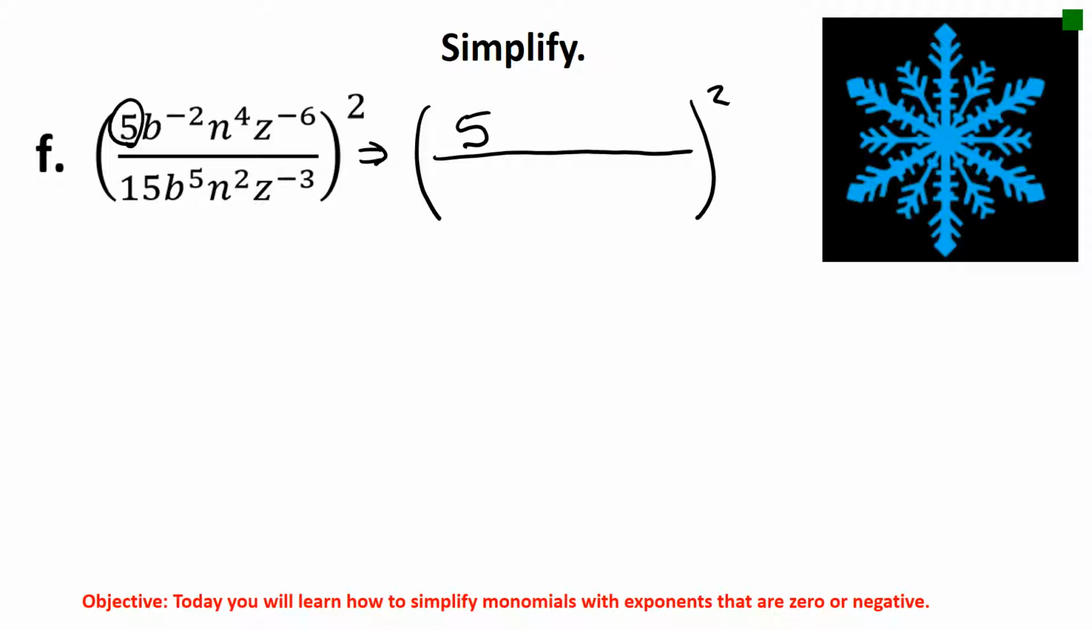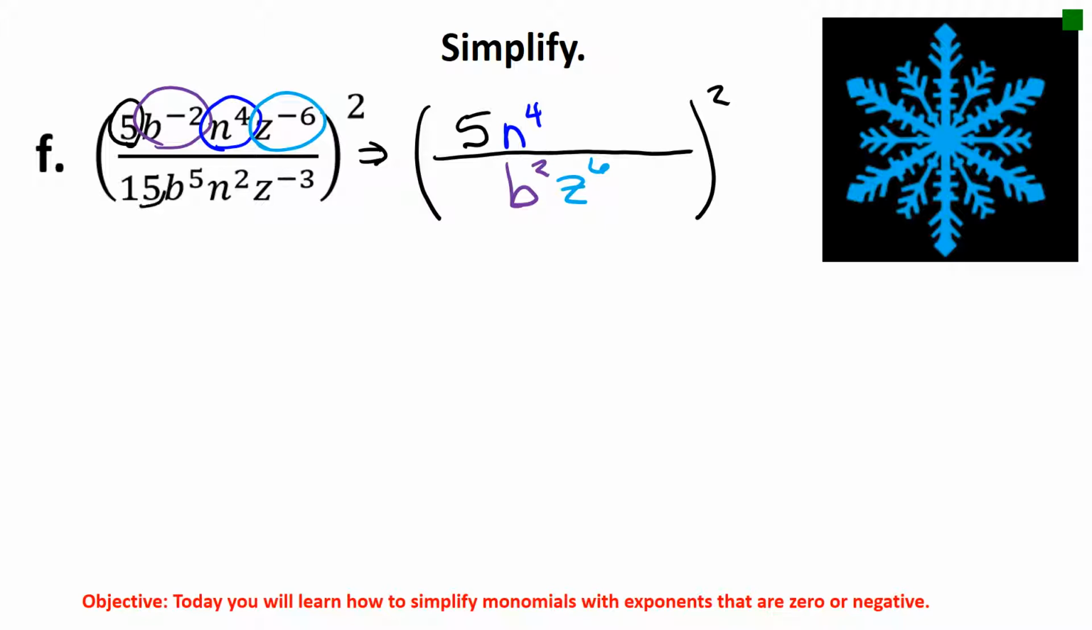Okay. Does this 5 move? Nope. Leave it there. That's a messy 5. How about this b to the negative 2? Does it move? Yup. Drop it to the bottom, make it positive. How about the n to the 4th? Nope. It's a positive power. It stays where it is. What about z to the negative 6? Oh, that's negative. Move it down to the bottom, make it positive.